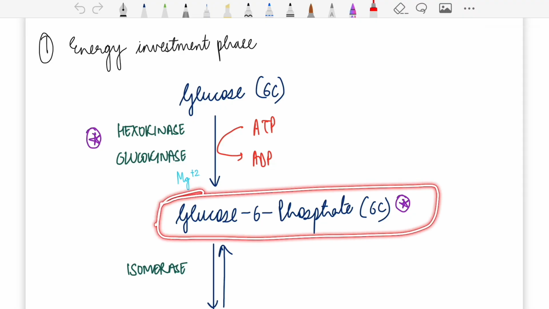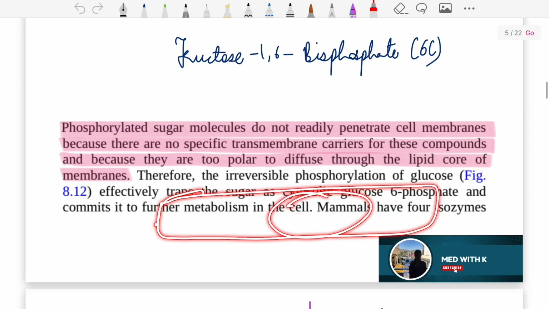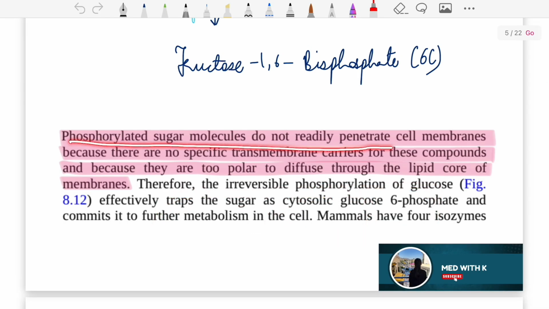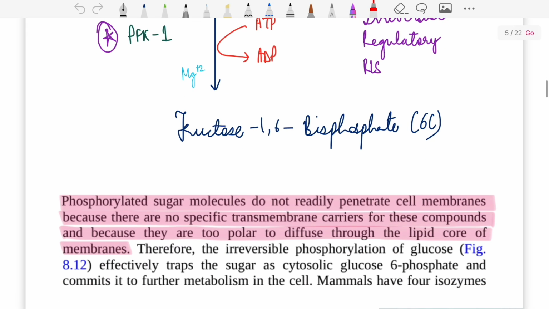Why is the phosphorylation important? So the answer lies here. The phosphorylated sugar molecules do not readily penetrate cell membranes because there are no specific transmembrane carriers for these compounds. So whenever phosphorylation occurs, they cannot enter the cell membrane, right? They cannot cross because they are way too polar to diffuse through the lipid membranes. So this is the irreversible phosphorylation of glucose. Therefore, it effectively traps the sugar as cytosolic glucose 6-phosphate and commits it to further metabolism in the cell.